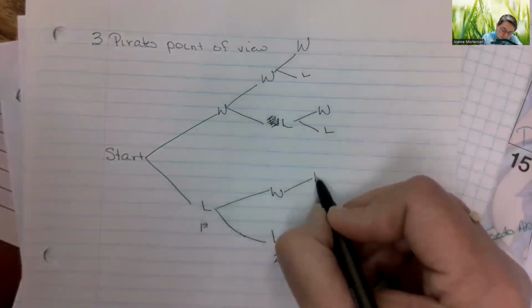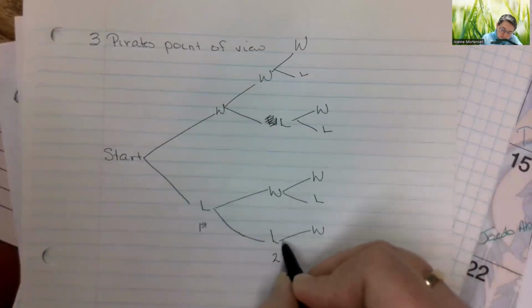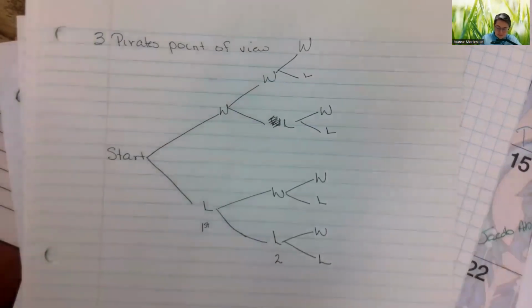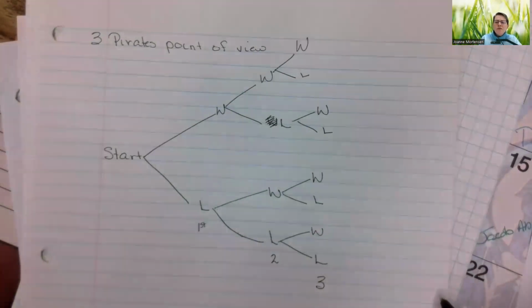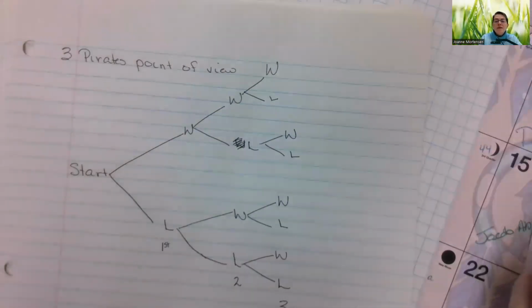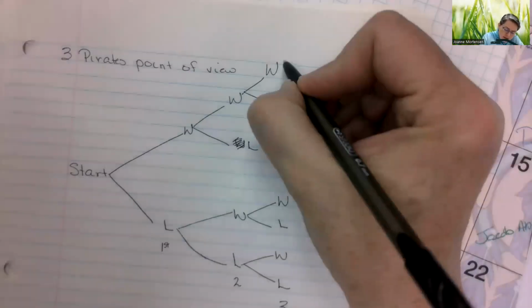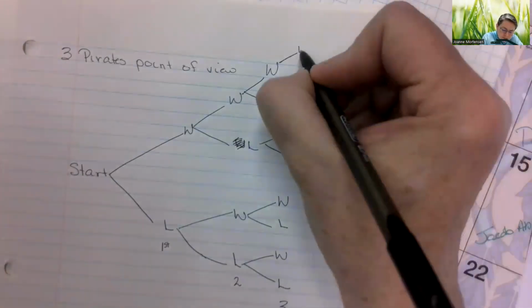Game 3, here we go. This question's crazy. It's a 5-game series. Oh, I know where they're going. Okay, I'm going to finish the diagram and then we'll see how little I know about sports.